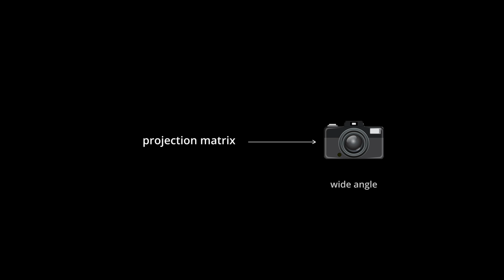Finally, the projection matrix. This is like the lens you put on the camera. Wide angle, zoomed in, or even fisheye. It decides how the 3D world gets squashed into the 2D screen.